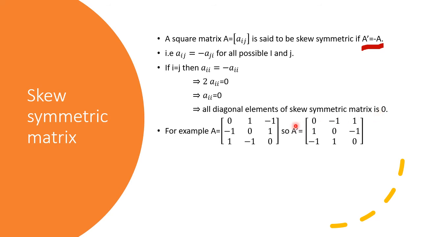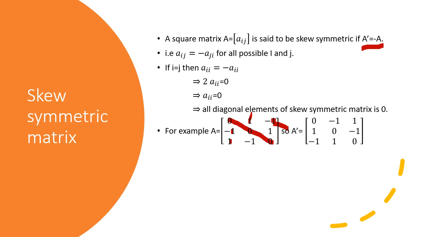Okay. So for example, if I take 0, 1, minus 1, minus 1, 0, 1 and 1, minus 1, 0. So here you just observe the diagonal elements. The diagonal elements are 0, right? Where are the other elements? So here it is 1, then it is minus 1, right? Here it is minus 1, then it is plus 1. Here if it is 1, then minus 1. So if you find this type of property, then it will be a skew symmetric matrix.